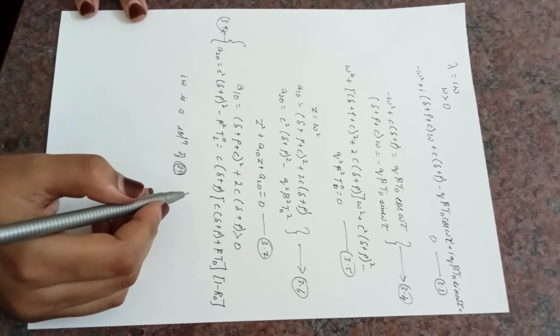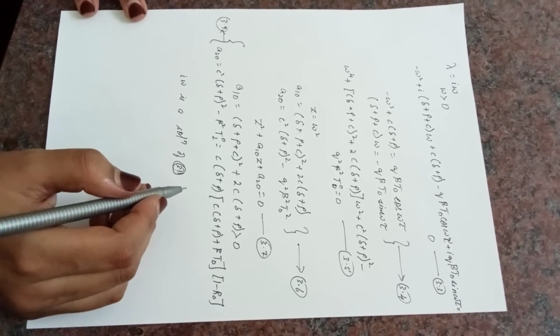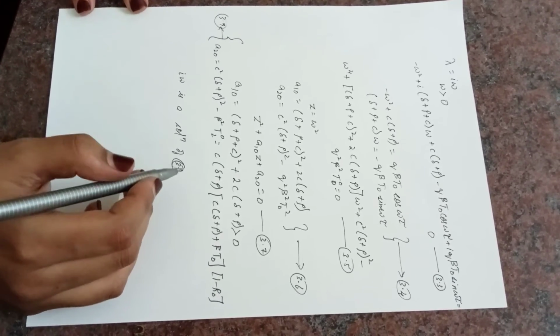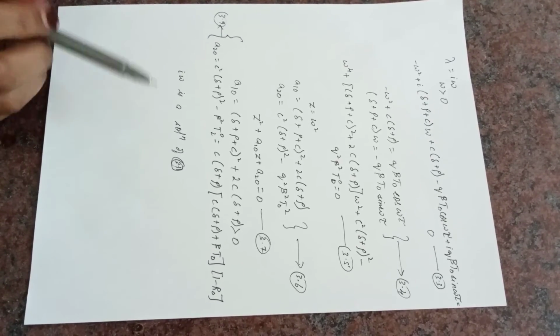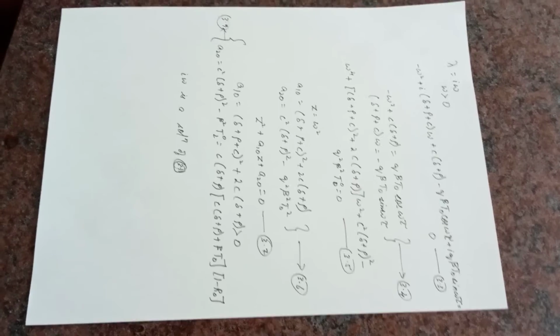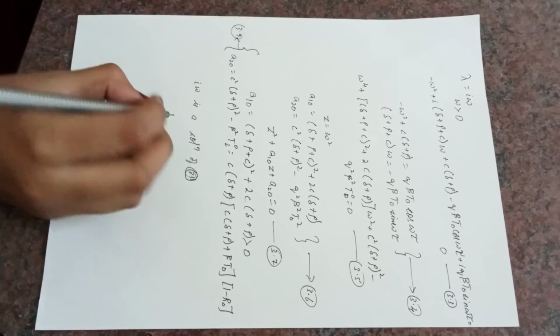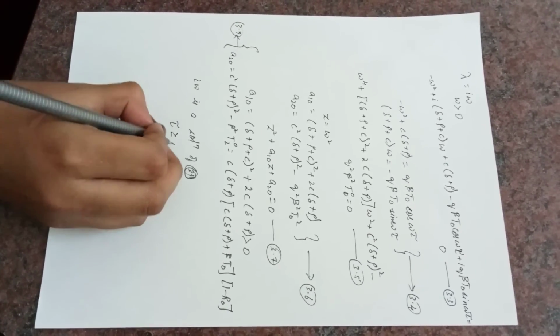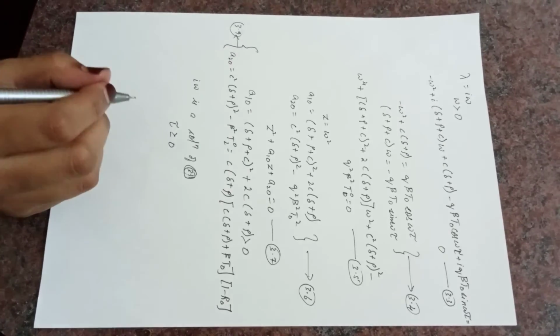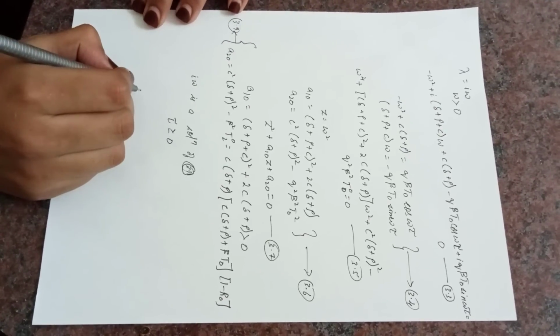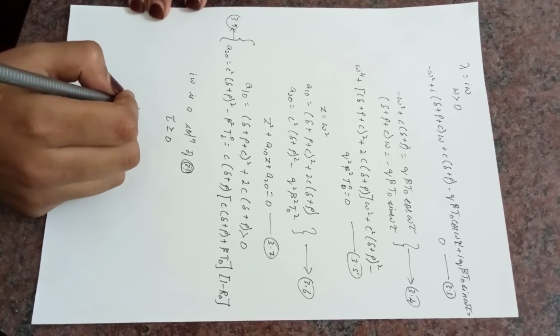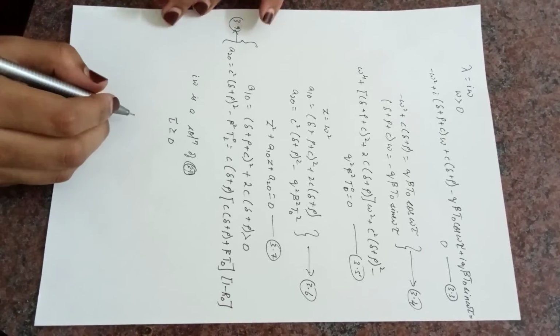Therefore, it follows from Rouche's theorem that the real parts of all eigenvalues of characteristic equation 3.2 are negative for all values of the delay tau greater than or equal to 0. This implies that E naught is locally asymptotically stable if R naught is less than 1. This proves the theorem.